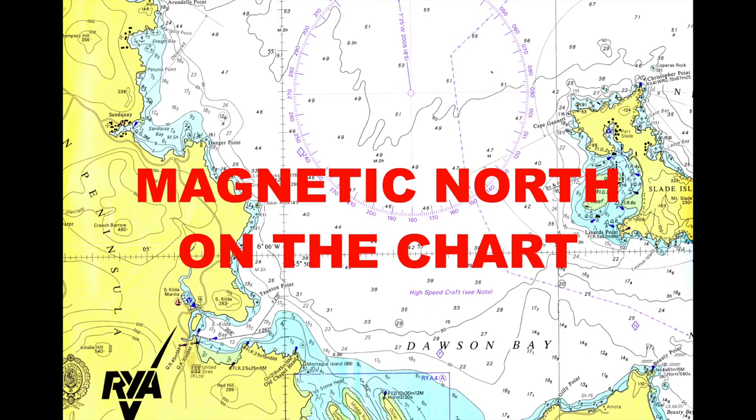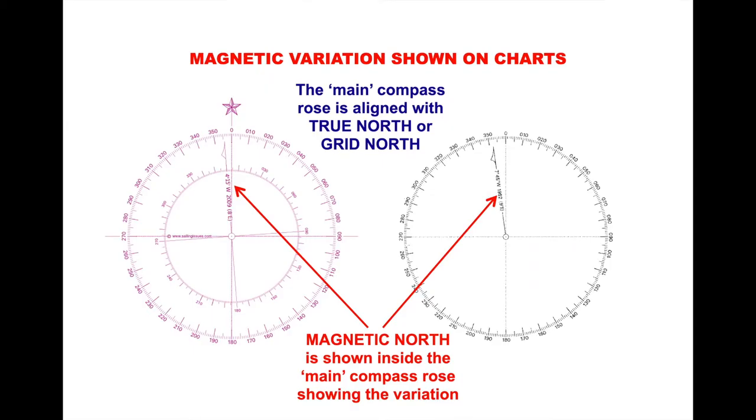The magnetic north on the chart is shown on our nearest compass rose. So if we look at the compass rose, the main compass rose on the outside dial is aligned to true north or grid north. If we look at the top, it will show us the magnetic north is shown inside the main compass rose, showing the variation. On the left-hand one, it shows a variation of 4 degrees 15 minutes west, and that is in 2009. On the right-hand one, it says 7 degrees 45 minutes west, and that was in 1992.